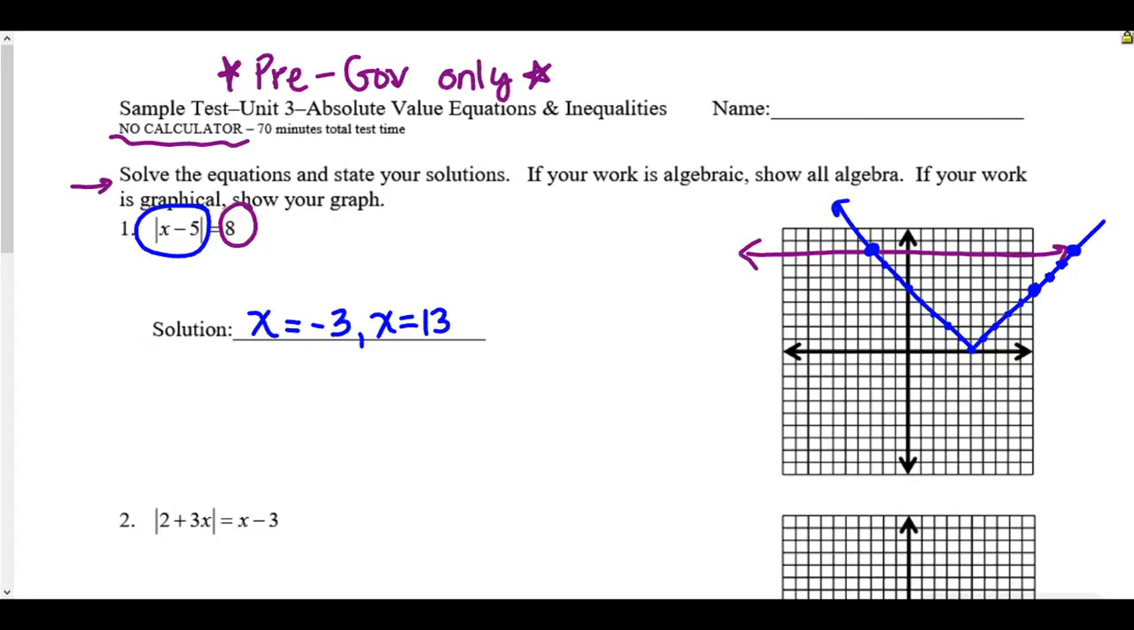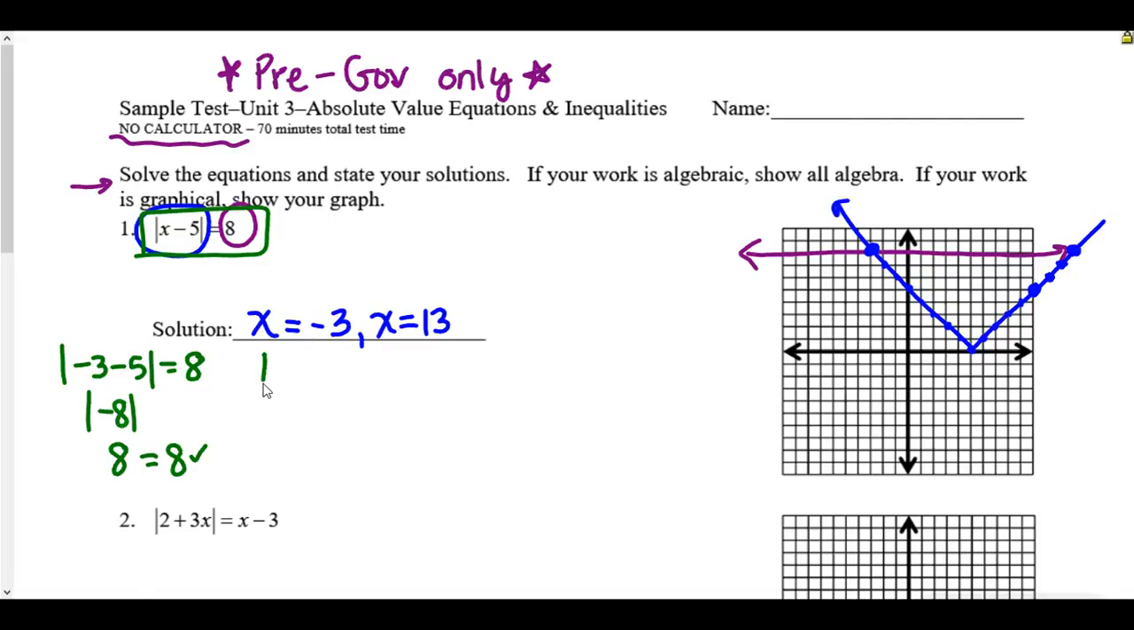And I could always check that answer. Whenever I want to check any of my answers, I can always plug back into the original equation up here. So if I do the absolute value of -3 minus 5, is that going to equal 8? Well, I have a -8 inside the absolute values, so the absolute value of that is 8, and 8 equals 8. That's a good solution.